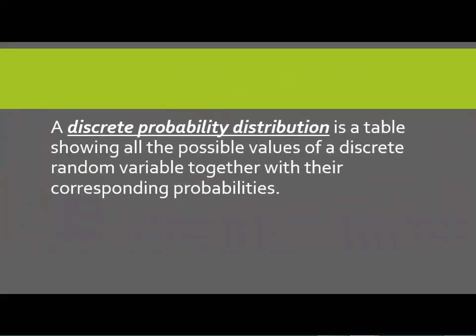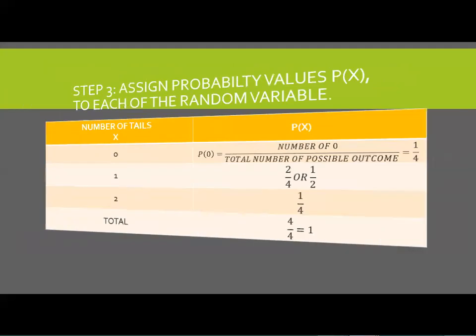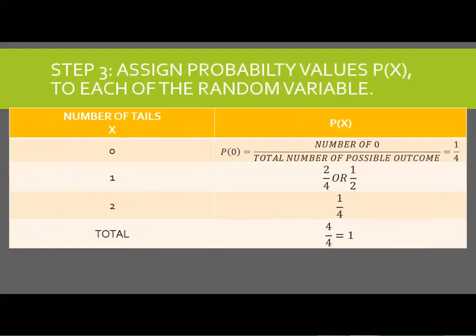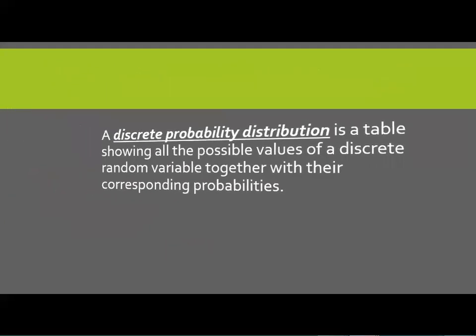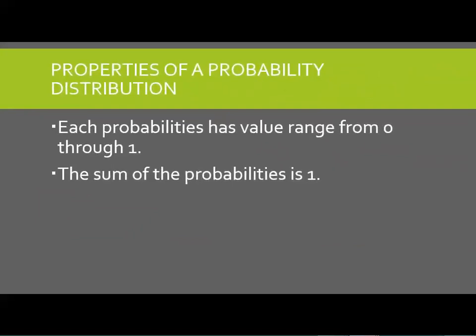Now, let us have the discrete probability distribution. A discrete probability distribution is a table showing all the possible values of a discrete random variable together with the corresponding probabilities. Ito yung sinasabi natin kanina, the discrete probability distribution. Now, the properties of a probability distribution. Each probability has a value ranging from 0 through 1, and the sum of the probabilities is equal to 1. Not more than 1, not less than 1, but just 1. All right?